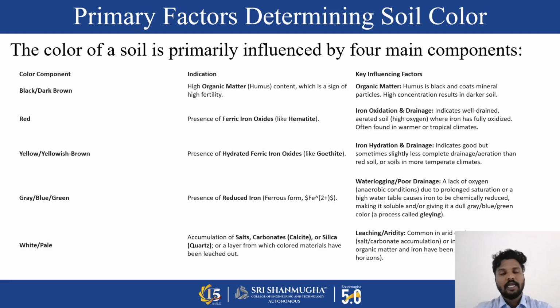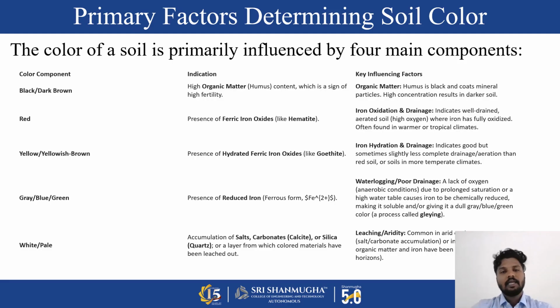The next one is the yellow or yellowish brown colored soil. These colors come to the soil because of the presence of hydrated ferric iron oxides like goethite. These colored soils indicate good but slightly less complete drainage than the red soil. These soils are mostly in temperate climate zones.